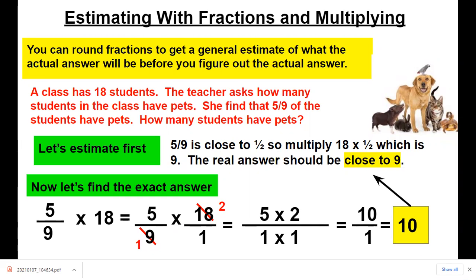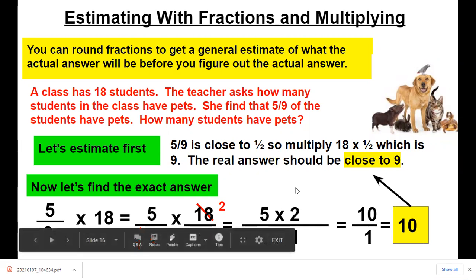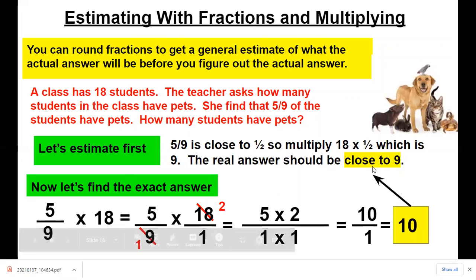Notice that it's very close to my estimated answer of 9. So that's what estimating is good for. If I would have gotten some other number than 10, let's say I got some weird number like 20, I'd be like, whoa, that's way off from my estimate. So I know I would have done some multiplication error on my exact. So that's what estimating is good to help you do. Let's do another one.